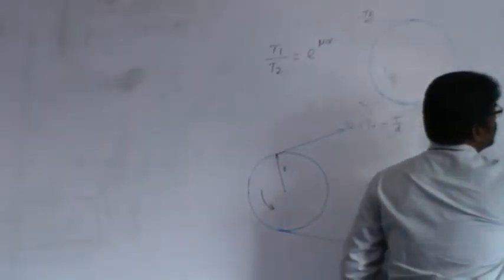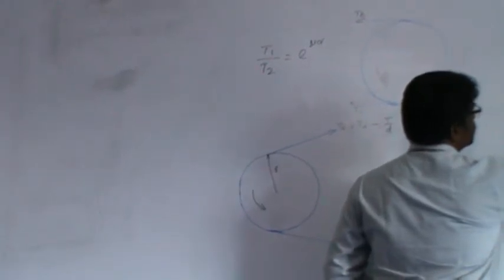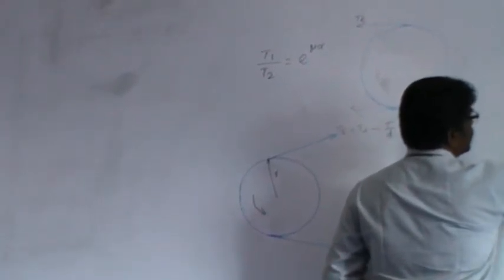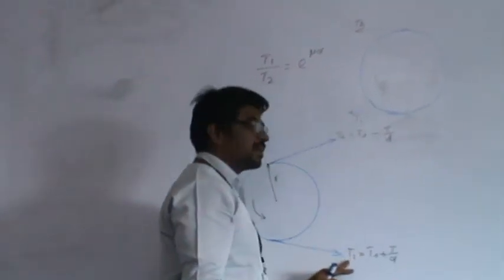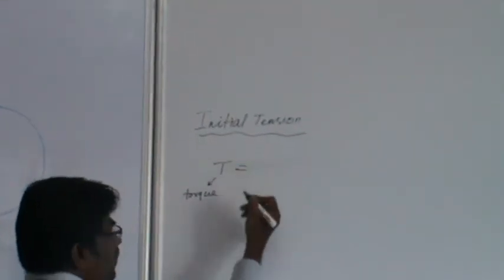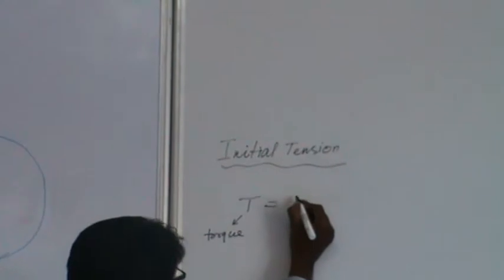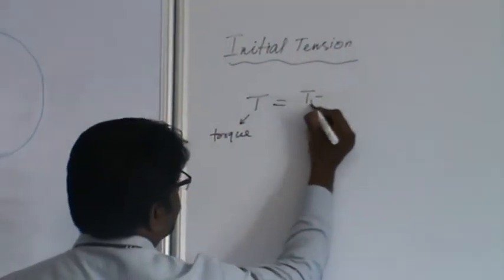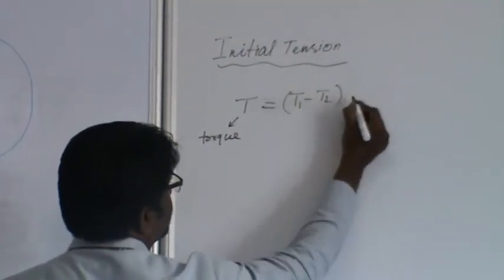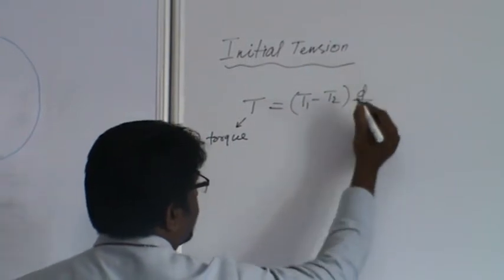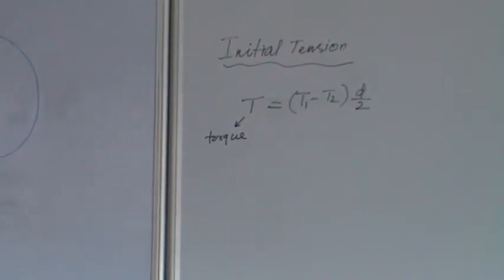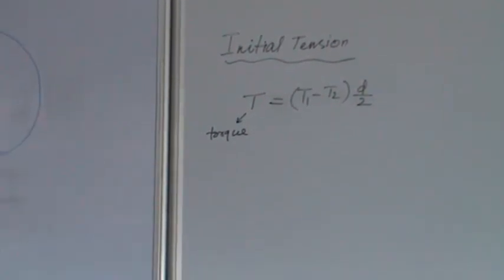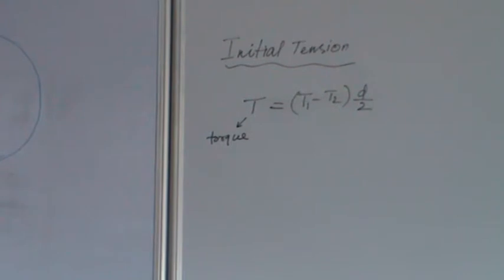You know that this is torque. Don't get confused between this T and this T. This is force and this is torque. You know the definition of torque. Torque is the force times the perpendicular distance. Here the distance is R, so D by 2, where D is the diameter of the pulley.